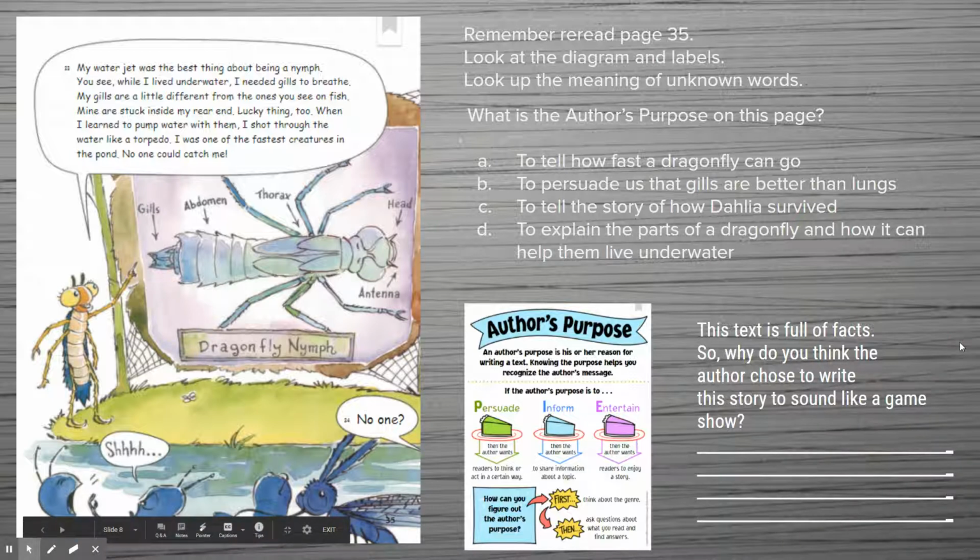After you do that, you have your vocabulary page to work on, and then you have just a reflection questions on Canvas to finish up.